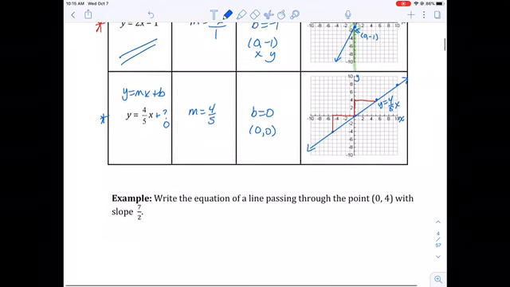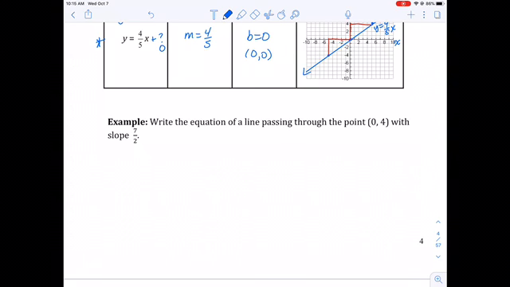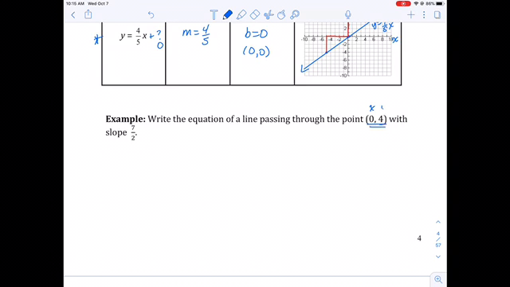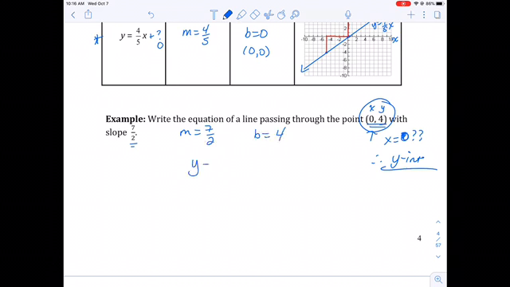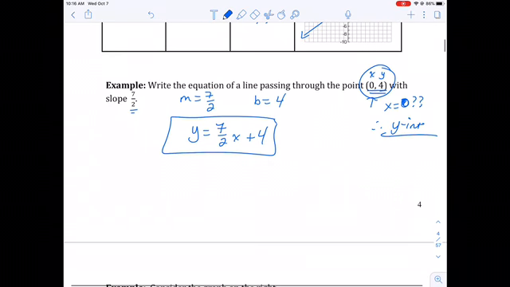Okay. For the next example, it says write the equation of a line passing through the point 0, 4 with slope 7/2. So if x is 0 and y is 4, I know, as soon as I know that x is equal to 0, then that's the y-intercept, okay? So in our slope, there's our m value. M is 7 over 2. Our b value is 4. So to write that, we would just write y equals 7 over 2 x plus 4. There's our equation. We're just going backwards.